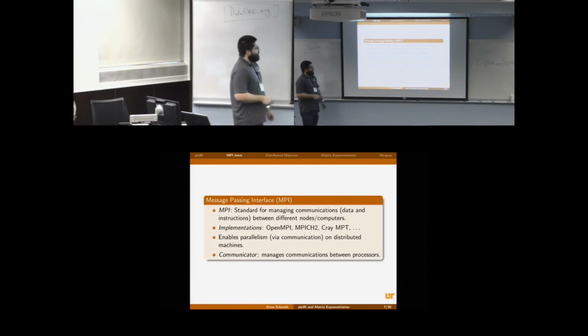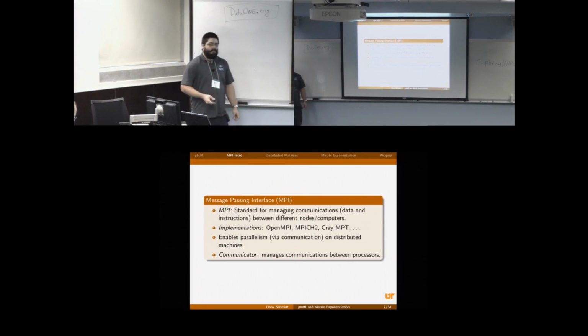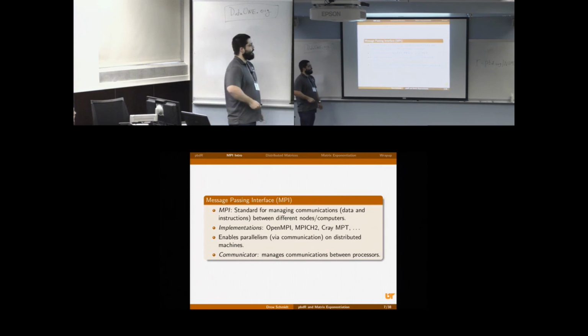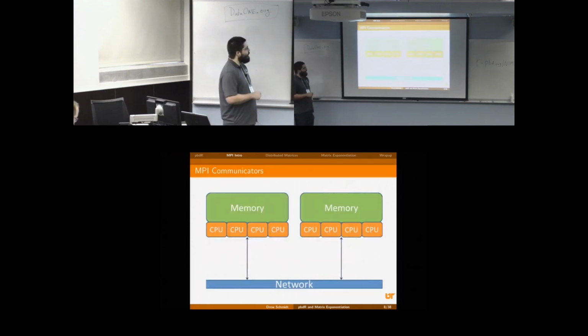It enables parallelism via communication on distributed machines. So you tell the other node what you want it to be doing to make it do something, since you can't just directly write to its memory. There's a communicator, which manages the communications between processes. What does that mean? So here's the picture. We imagine this is one shared memory node connected to another shared memory node, forming one distributed memory computer.